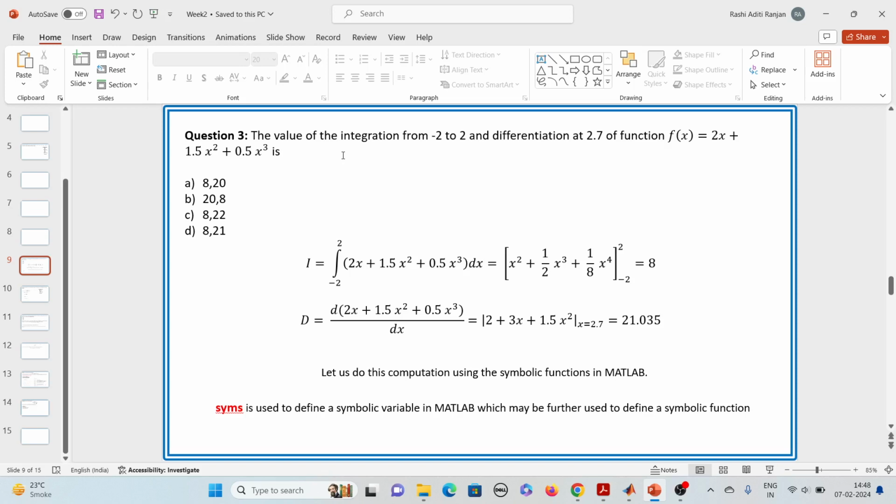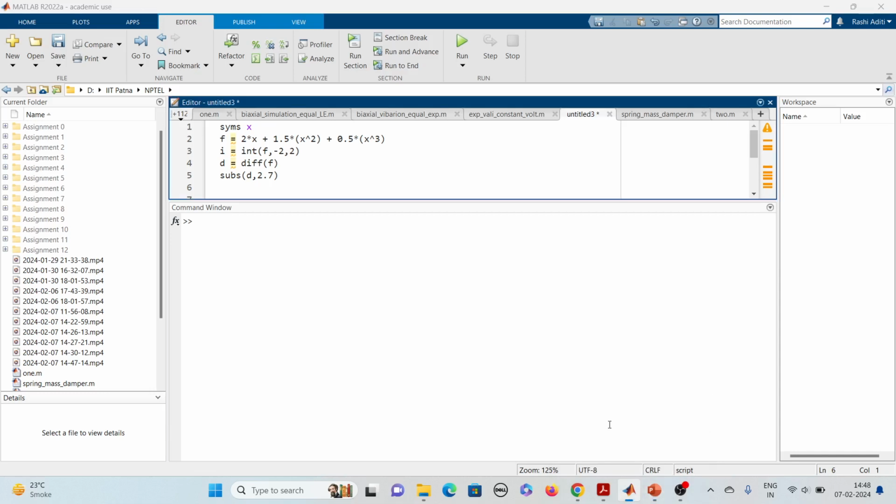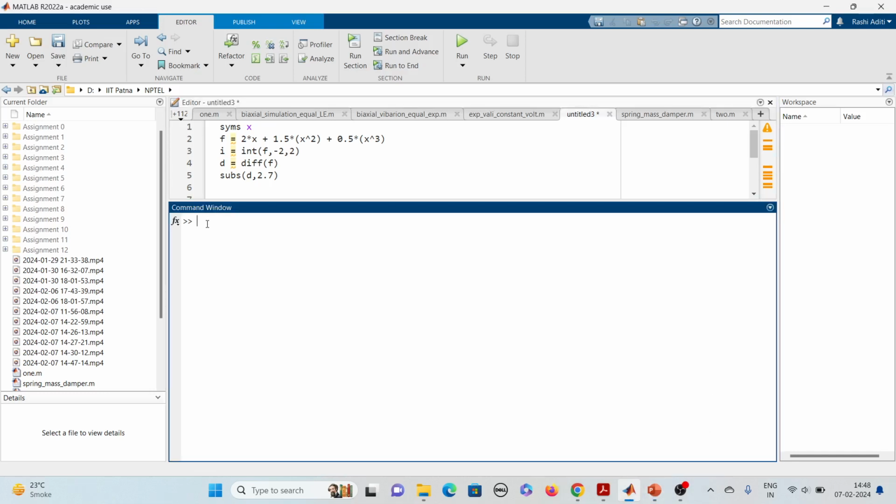As I discussed in the earlier class also, in MATLAB we can define variables as numeric values, as an array or as a matrix, right? Like if I show you here, I can define x is equals to 1. So x is going to take the value 1. You can see it here also.